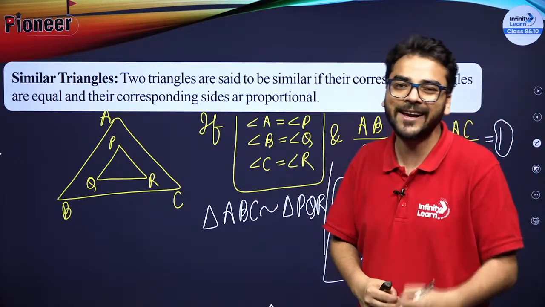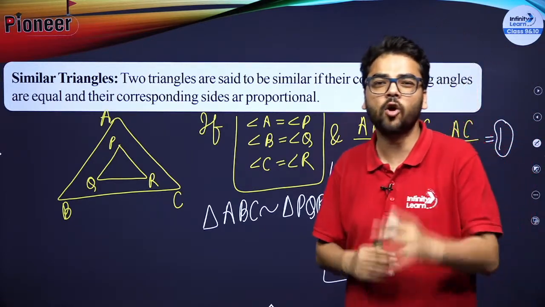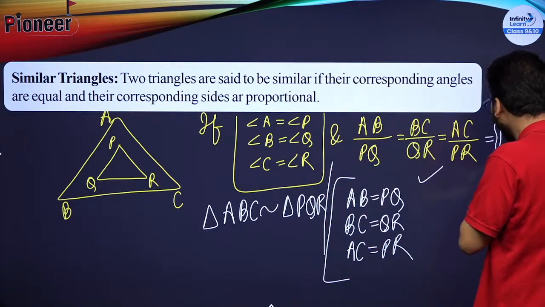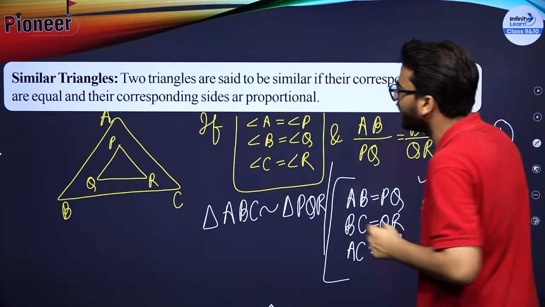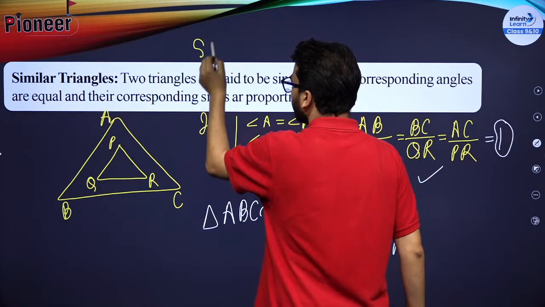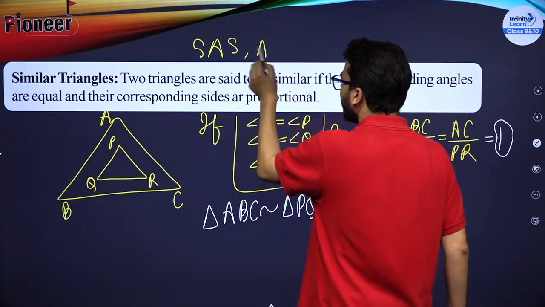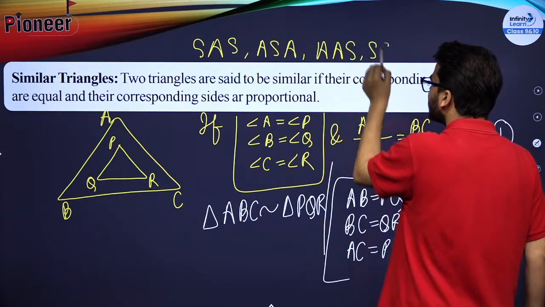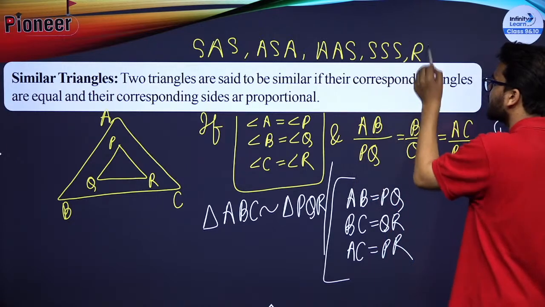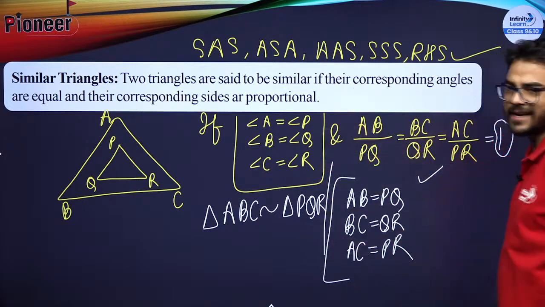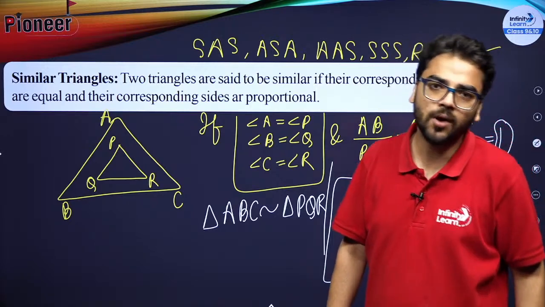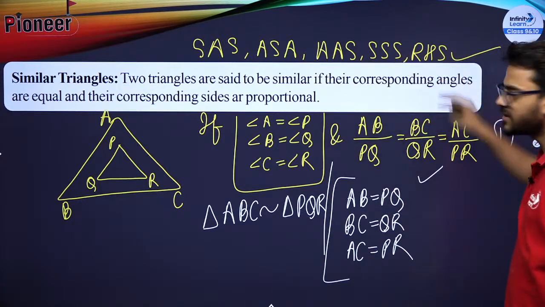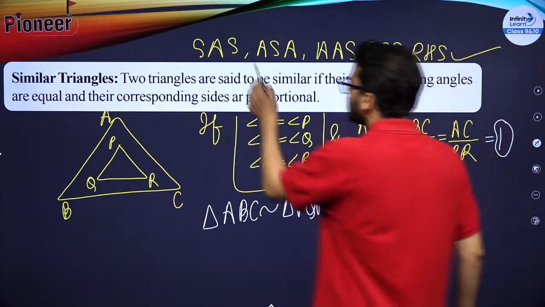There are some similarity criteria, like you have studied congruency criteria, right? I am just recalling it. You have studied the congruency criterion SAS, you have studied ASA and AAS, and then you have studied SSS, and then you have studied RHS. So these are the only congruency criteria which you have studied, and there is no other congruency criterion apart from this, because there is a proof to each of these congruency criterion except the first congruency criterion.